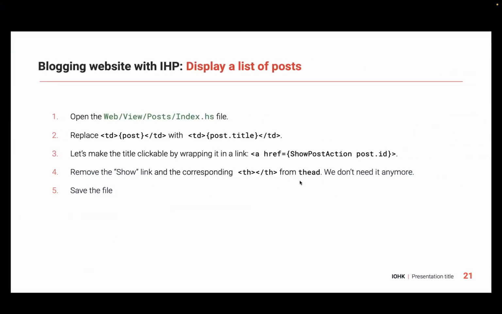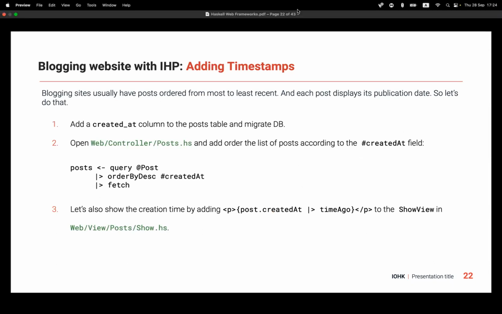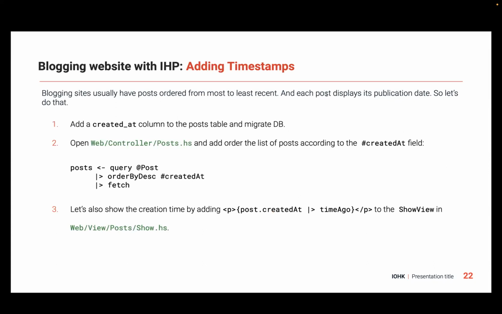And there you go. We already did this, amazing. So we made the title of the post clickable. Amazing. Adding timestamps. Okay, now we're going to change the queries a bit. Blogging usually has the posts ordered from most recent to oldest, and you want to know if the post was written a decade ago or not so long ago. So we're going to add timestamps.